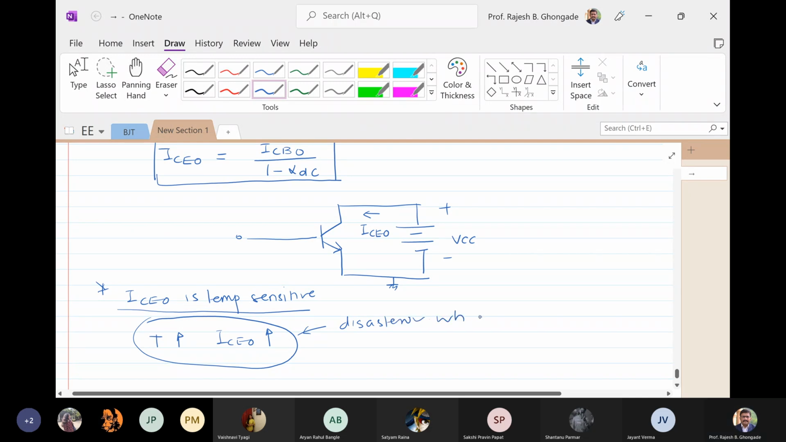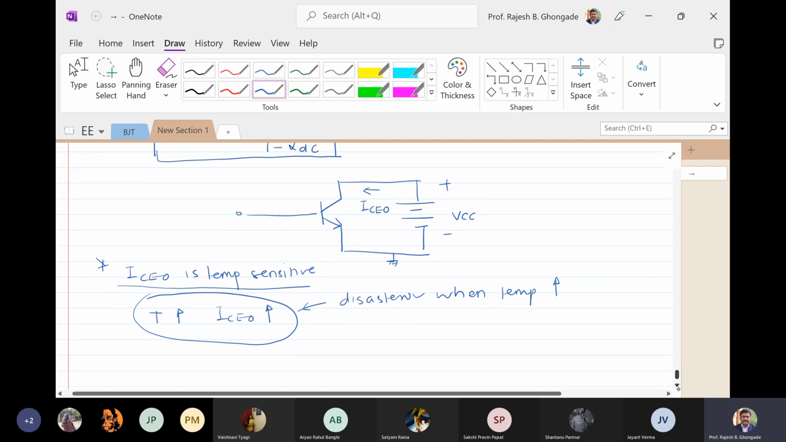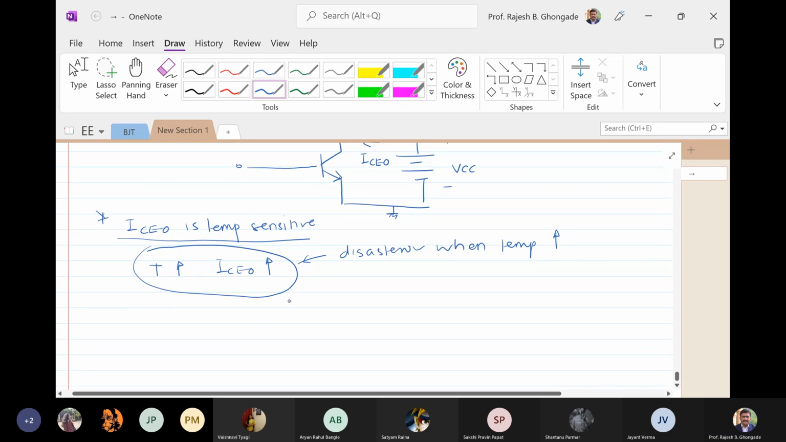when temperature increases above a certain limit, and that is the reason why we have to be careful when we employ devices, specifically bipolar junction transistors, when larger current is flowing, that is larger collector current is flowing, and temperature also is more. Just remember this point. So thermal stability becomes essential.